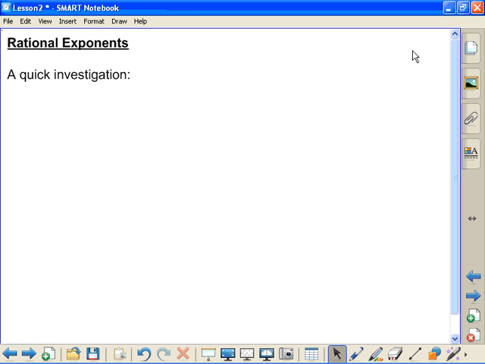All right, the new concept for today then is talking about rational exponents. And what I have here is a quick investigation for you, so you can see the pattern for yourself. So remember, rational exponents are the same as saying fractions in the exponent. Rational exponents are the same as fractions.